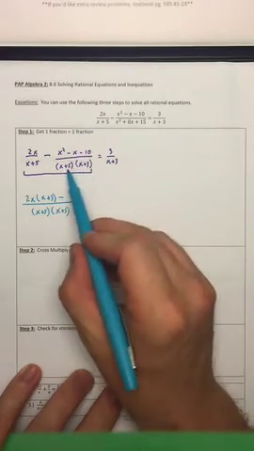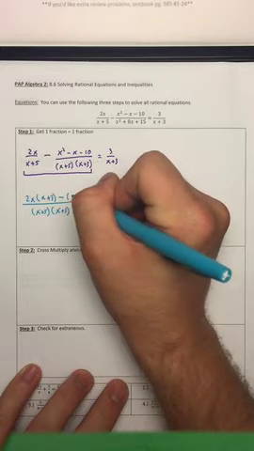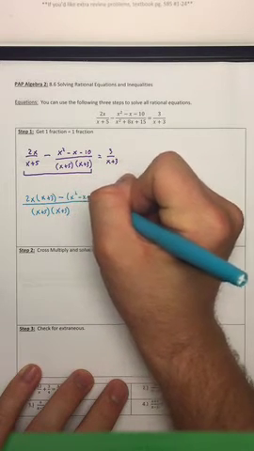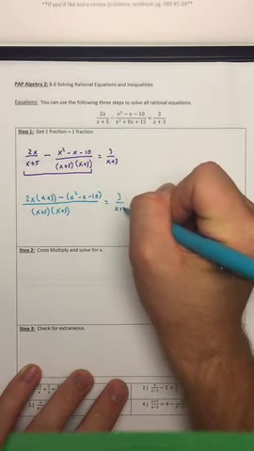Minus, this denominator is actually good. I don't need to multiply the second fraction by anything. So what I have here is x squared minus x minus 10 equals 3 over x plus 3.